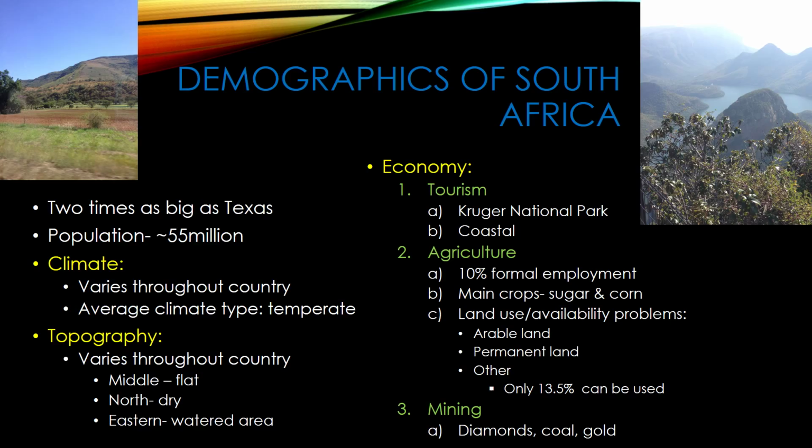To help understand why South Africa as a country is having issues with allocation of water and water resources, I'm going to give a brief background on the demographics of South Africa. It is 2 times as big as Texas. It has an estimated population of 55 million people, and of course it's located on the southern tip of Africa. The climate is varied, and that's dependent upon the topography.